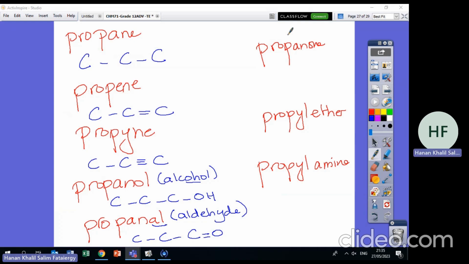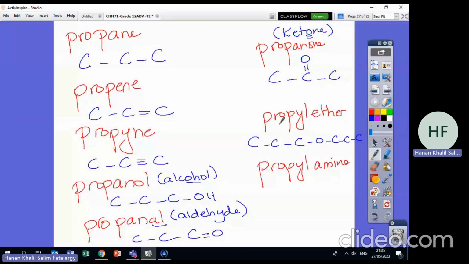طيب هلا عندنا البروبانون بتذكرنا كيتون. الكيتون عندنا دبل بوند او وين بنص التشين so I will put 3 carbons وبالنص دبل بوند او. هلا بروبايل ايثر propyl ether 1 2 3 or 1 2 3. You can say dipropyl ether أو propyl ether. اوكي طيب هلا الامين propylamine 1 2 3 ونيتروجين NH2.